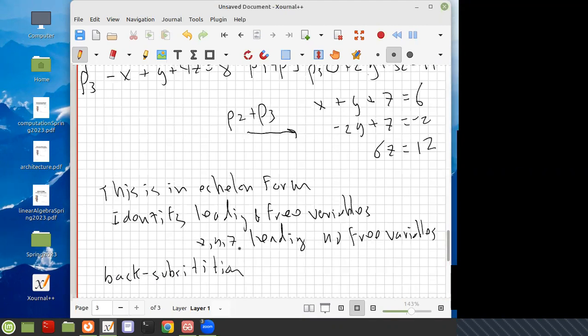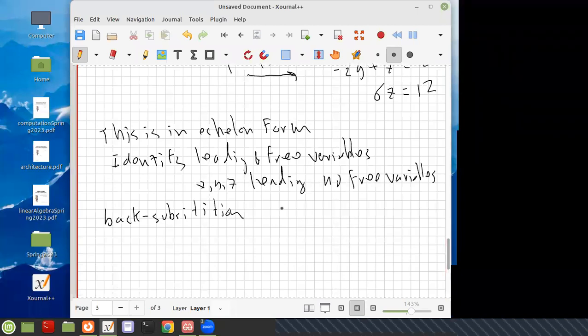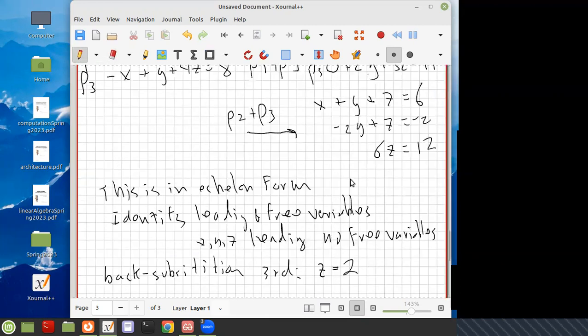Now, what we do is we start with the third equation and work upwards. The third equation yields, by dividing both sides by 6, Z equals 2. And that was the whole point of echelon form: the third equation can't contain any X's or Y's, because I've made sure there were zeros here and here.